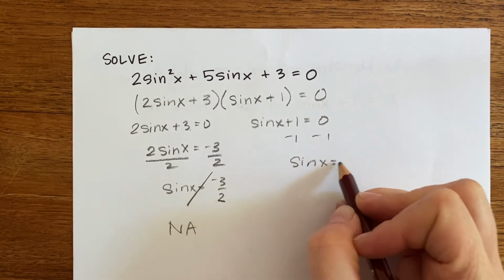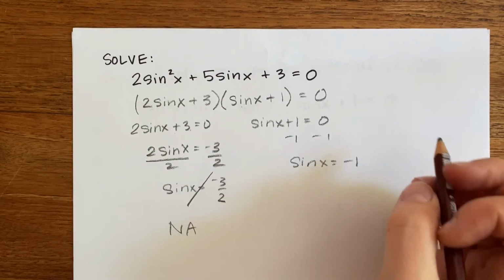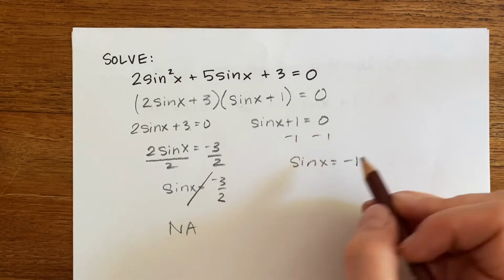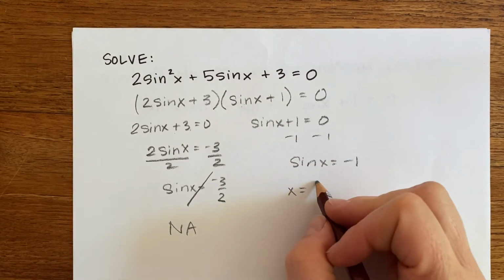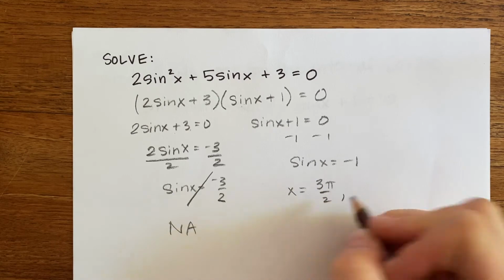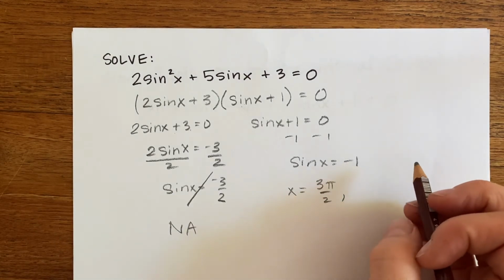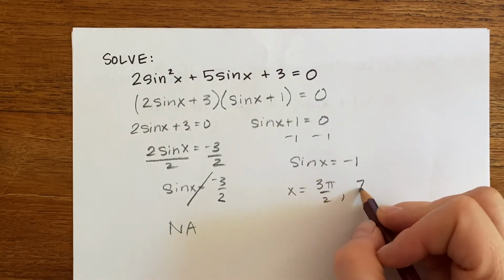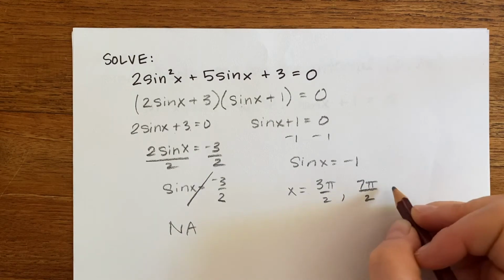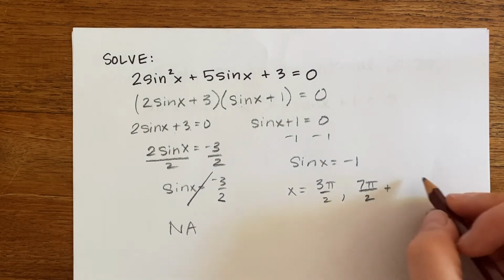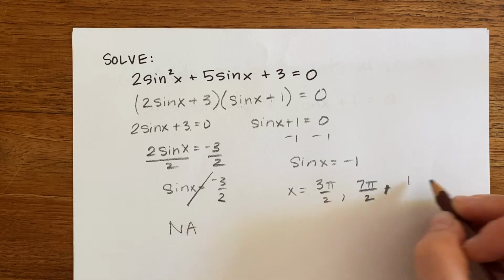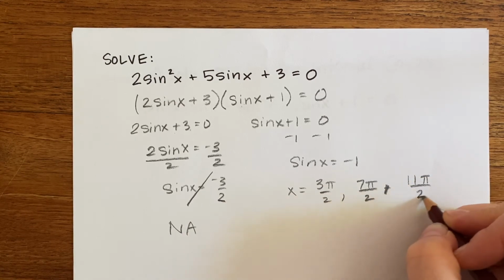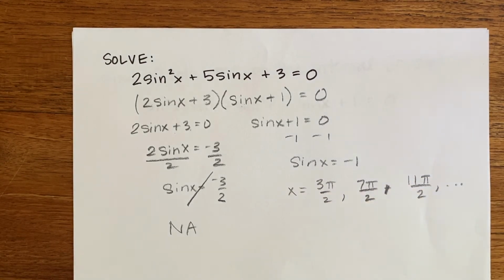We get sine x equals negative 1. Where does the sine of x equal negative 1? Well, it equals negative 1 at 3 pi over 2, and then again at 7 pi over 2, and then again at 11 pi over 2, and every 2 pi it just keeps going on and on and on. And so here's how we write that.